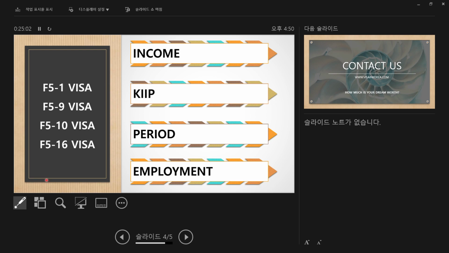I said F5-15 and F5-16 are totally different. F5-15 is for PhD degree holders in Korea. The F5-16 is for the F2-7 visa holders. So you need KIIP stage 5 completion and the period of 3 years from the date of acquisition of your F2-7. Employment, it doesn't matter whether you are a regular worker or another one. But the important thing is how to do it.